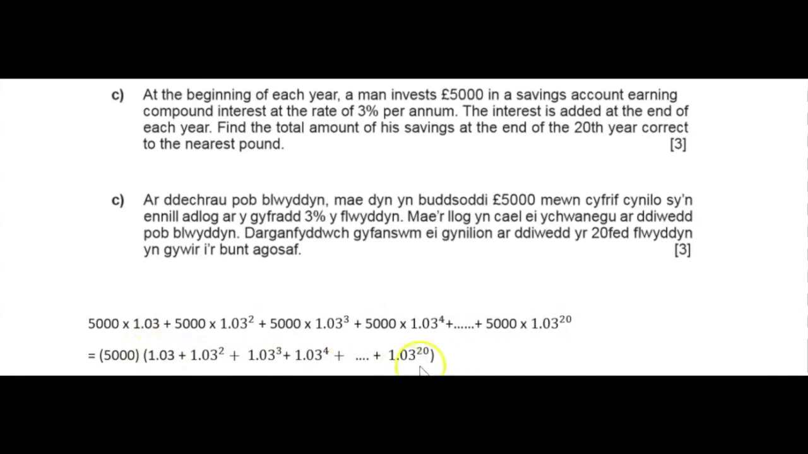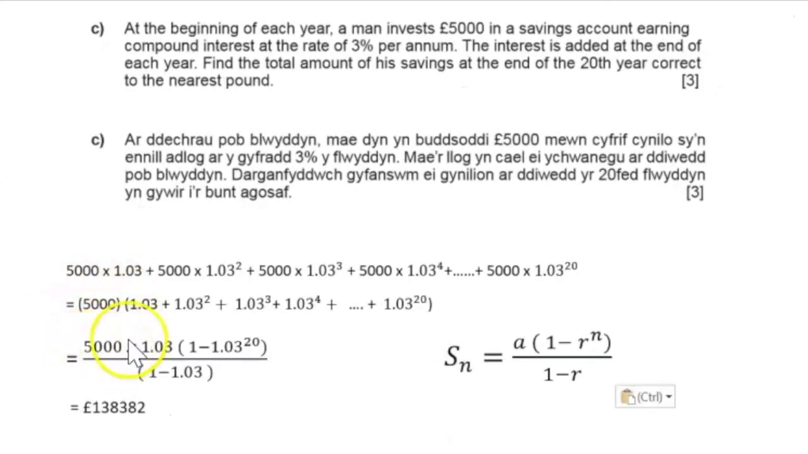So we've got this geometric progression with a is 1.03, r is 1.03. So this can be subbed into the formula. So let's take the 5,000 out. We know the sum to n terms is a(1 minus r to the n) over 1 minus r. a is 1.03, r is 1.03, so let's sub in. And if we evaluate this expression, we'll get £138,382 to the nearest pound.